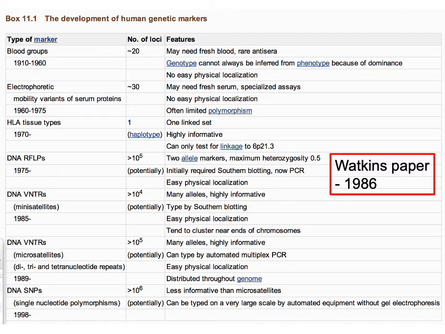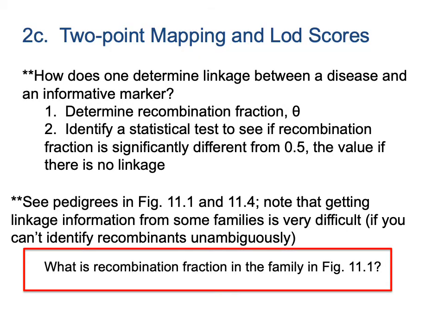They were highly informative, and there were many alleles, but they tended to cluster near the ends of chromosomes, and you had to figure out what type people had by a process called Southern blotting, which was not necessarily the fastest approach. As time goes on, you can see in the late 1980s, people moved onto microsatellites, which are smaller repeats, either di, tri, or tetranucleotide repeats like CG, CG, CG. And you can actually type those by automated PCR, so that's much faster.